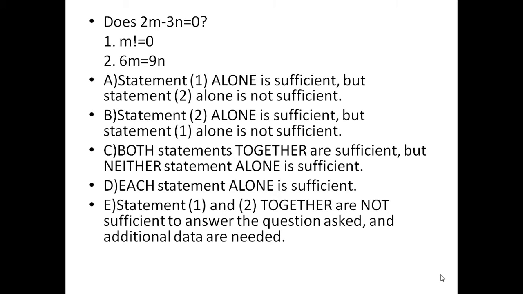The next problem we will discuss is a very simple one. Now this is a very simple algebraic form. Is the expression 2m minus 3n equal to 0? The only two statements given here are: the first, m is not equal to 0, and the second, 6m is equal to 9n.